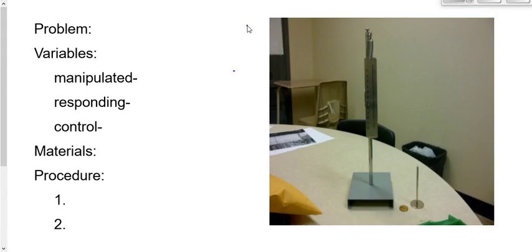We're going to do a lab today, the purpose of which is to find the spring constant of a particular spring. So the problem, phrased in the form of a question, would be something to the effect of, what is the spring constant of a particular spring?